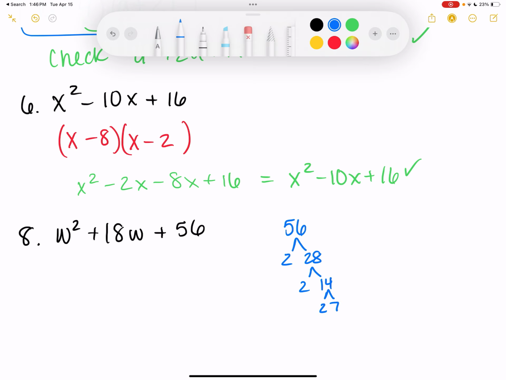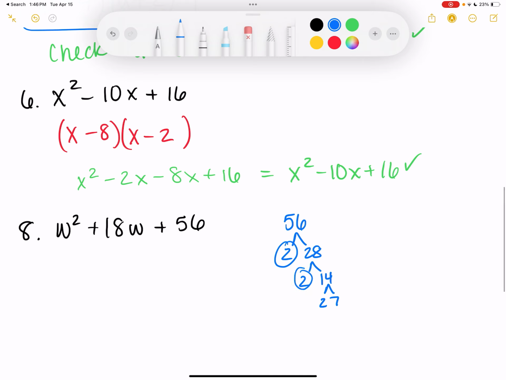So now I'm looking at some combination of these numbers that I can multiply together and then add to give me 18. I have to use all of these circled numbers. Okay? So if I multiplied all the 2's together, I would have 8. 8 plus 7 is 15. Well, that doesn't work. If I did the 2 times 7, that's 14. And then 2 times 2 is 4. Well, 4 plus 14 is 18. So the numbers that I'm going to use are 4 and 14.